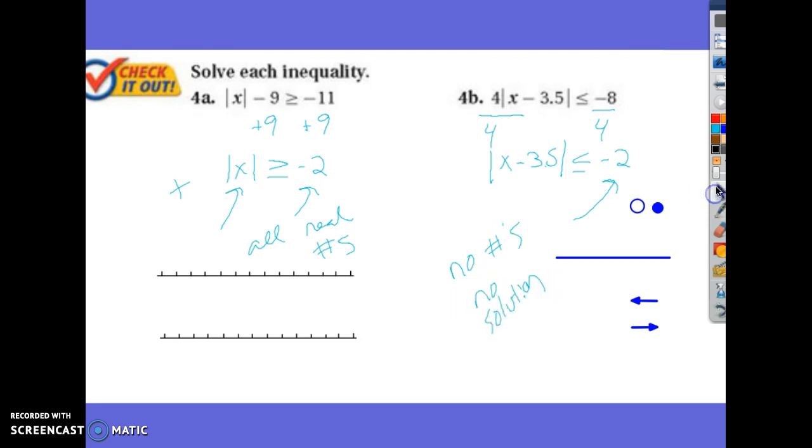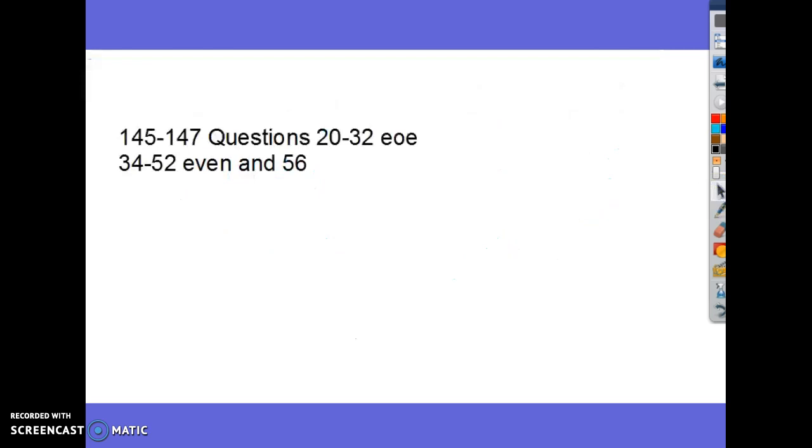All right, happy inequalities. The assignment for today is page 145 to 147, questions 20 to 32, every other even, 34 to 52, and 56.